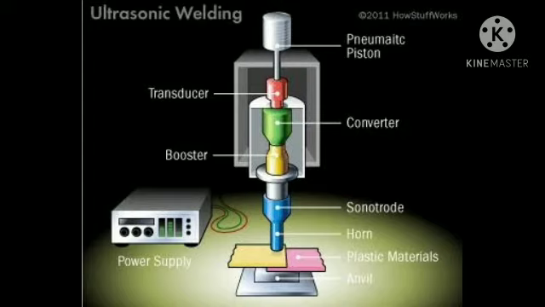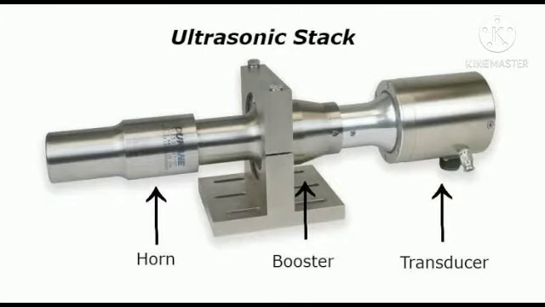The next one is the booster. It modifies the amplitude of vibration mechanically. In some standard systems, it is used to clamp the stack in the press. The next one is the horn or sonotrode. It vibrates at a high frequency and transmits the mechanical vibration to the two pieces to be welded. It also modifies the amplitude mechanically. It takes the shape of that part. The horn is made of titanium or aluminium.